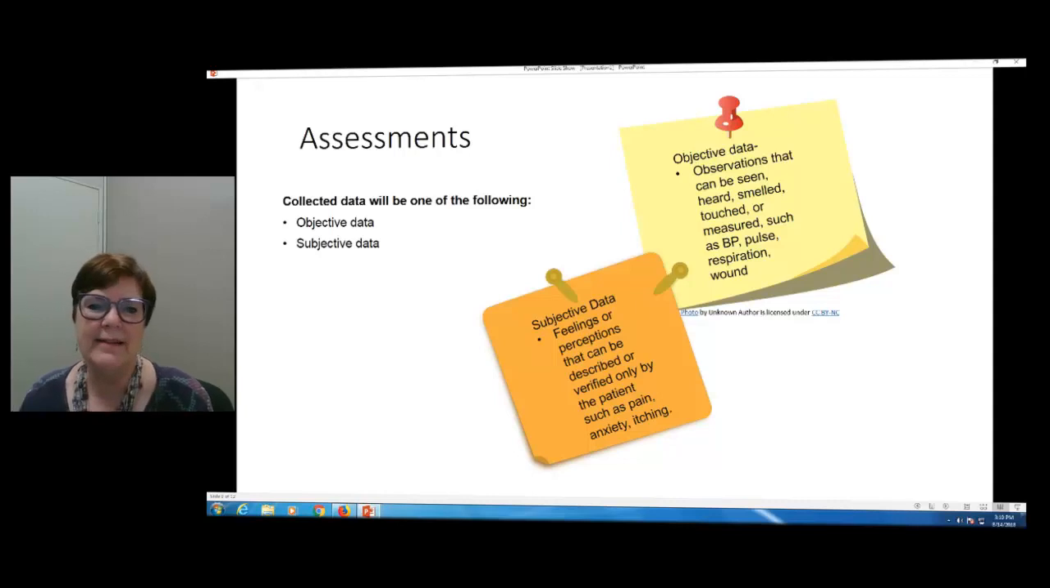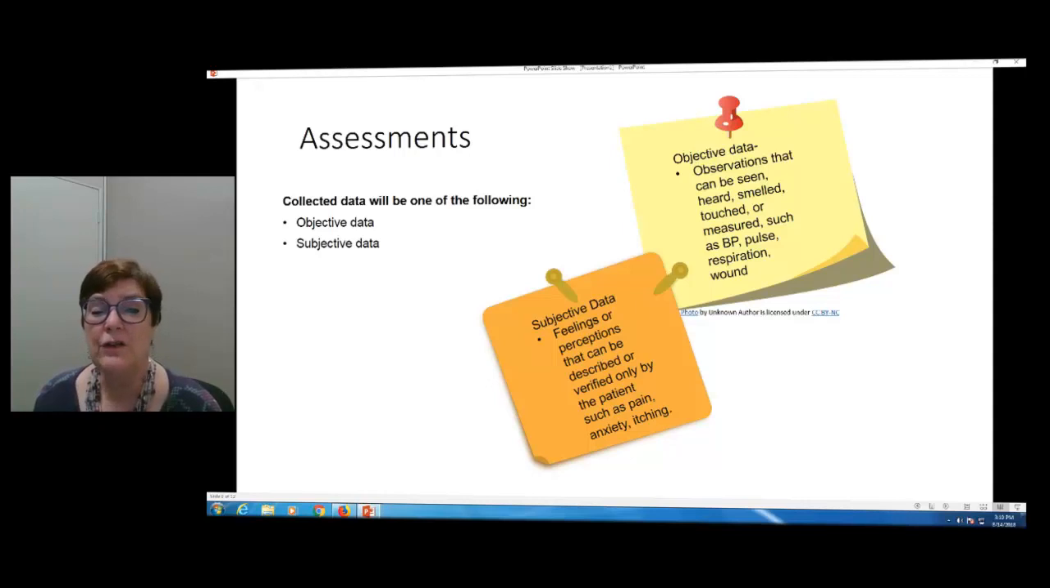So when we collect this data, we're going to have either objective data or subjective data. In our assessment, objective data are observations that can be seen, heard, smelled, touched. They can be measured. These are the assessment data like a blood pressure, pulse, respiration, or a wound. So again, there are things that can be measured, seen, heard, smelled. With your senses, you are going to observe this data, and that is considered objective data.